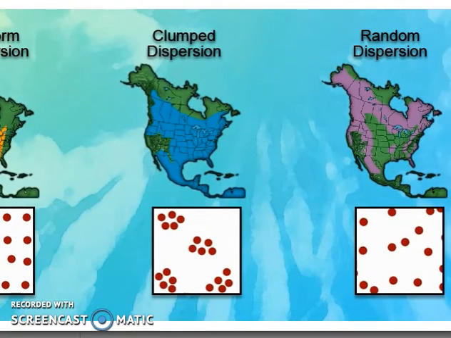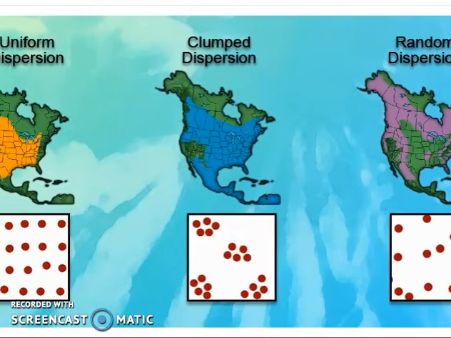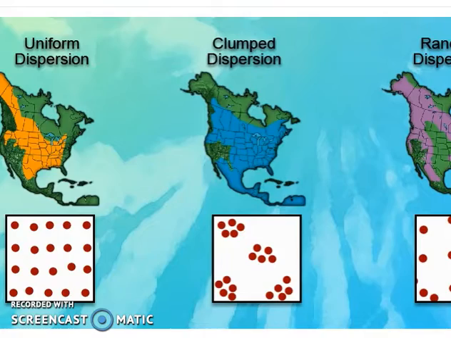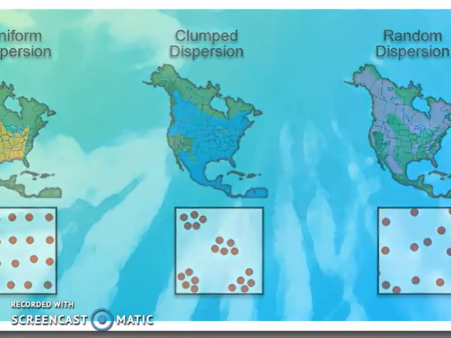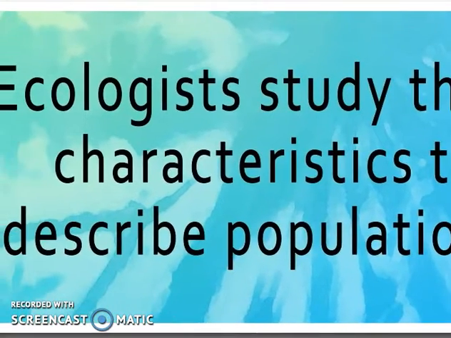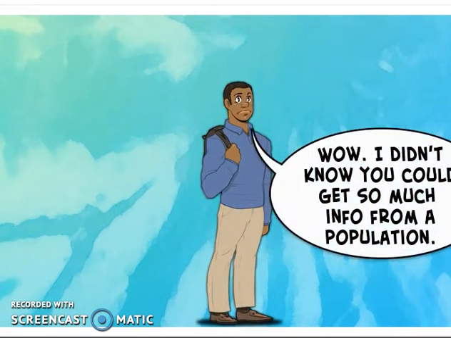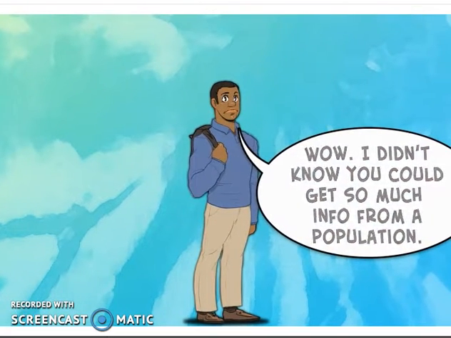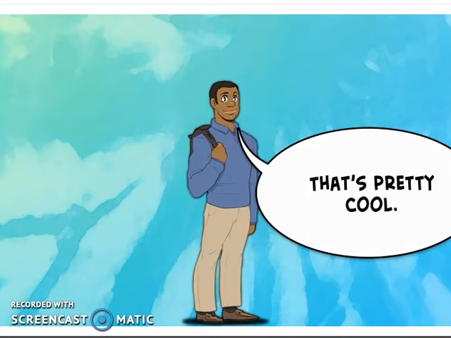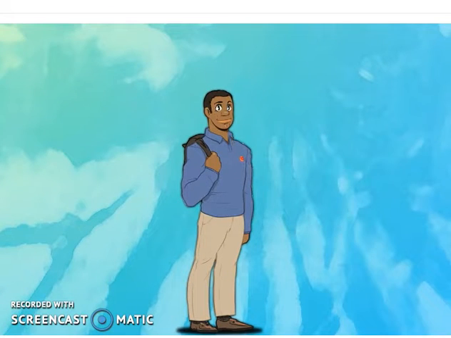One of the primary factors in the pattern of dispersion for all organisms is the availability of resources, such as food. Ecologists study these characteristics to describe populations. Wildlife managers also study population characteristics so that they can protect and manage wildlife and their habitat.